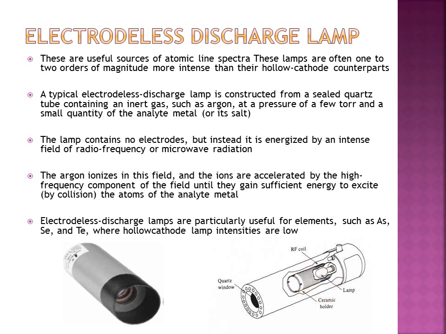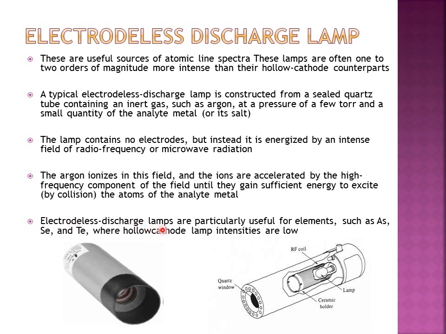The lamp contains no electrodes, that is why this is called electrodeless discharge lamp. The analyte metal is energized by an intense field of radio frequency or microwave radiation. Here is the RF coil, you can see. Again, argon ionizes in this field, and these ions are accelerated by the high frequency component of the field until they gain sufficient energy to excite, and they collide with the analyte atoms present inside. They are energized to their excited state, and when they return back they produce lines.